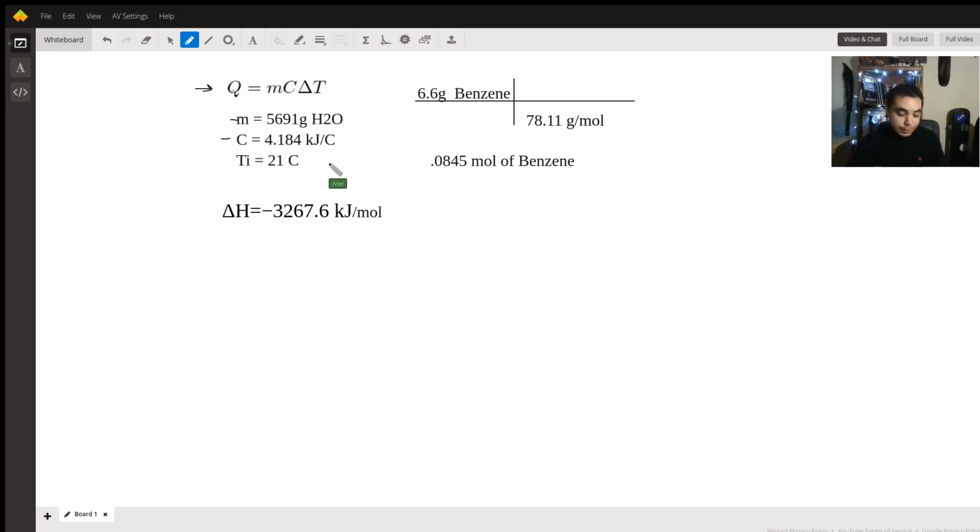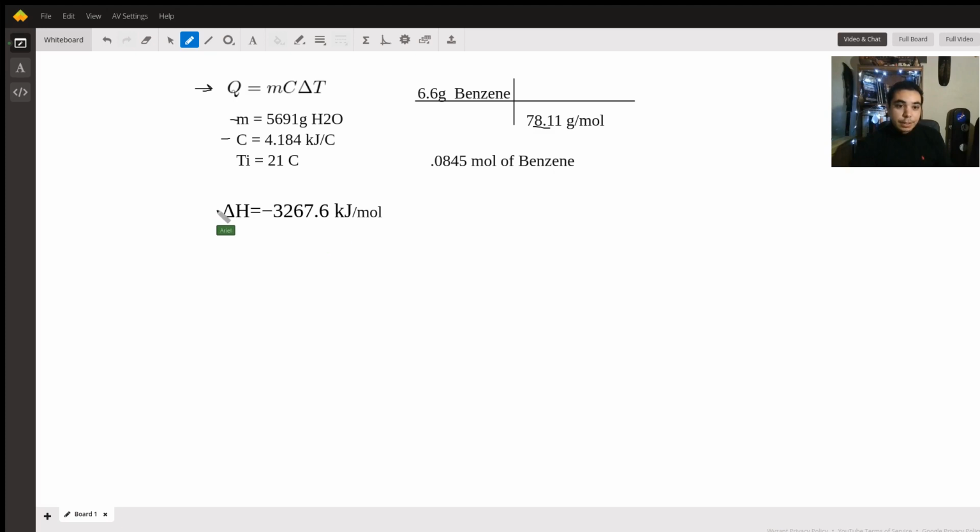as 21 degrees Celsius. So first thing we have to do, if we have 6.6 grams of benzene, we need to figure out how many moles that will be, because that factors into how much we're going to actually burn, and therefore will tell us how much energy we're going to get out of that. To go from grams to moles, we just divide by the molar mass, which is 78, and that gives us 0.0845 moles of benzene.